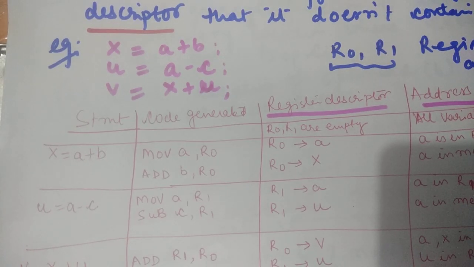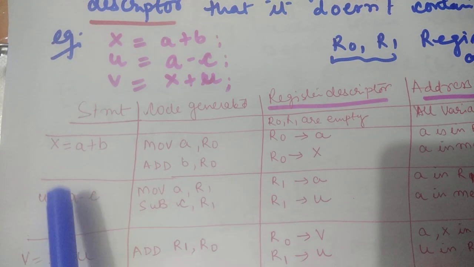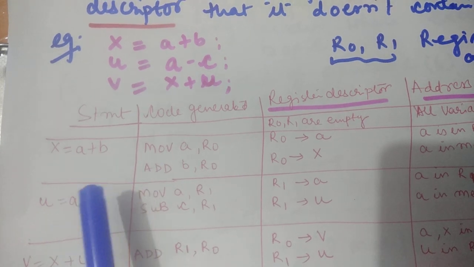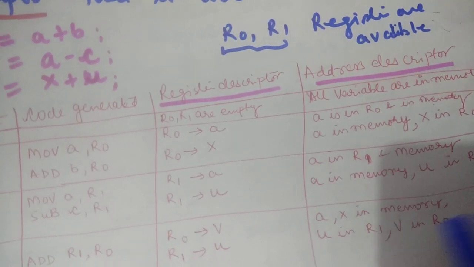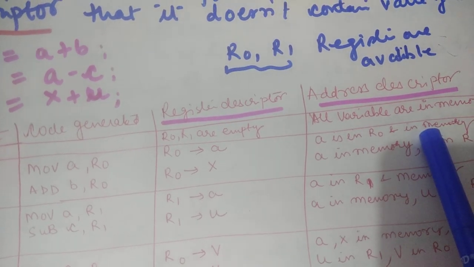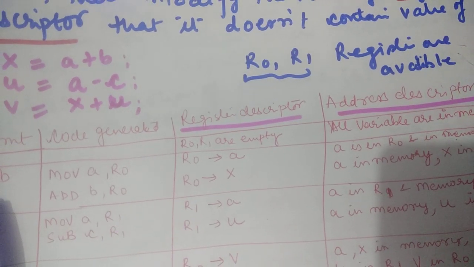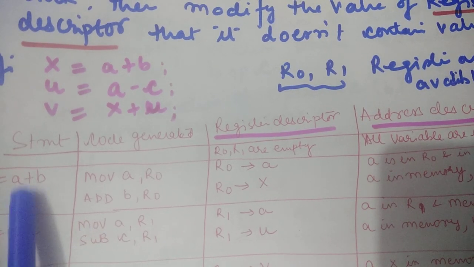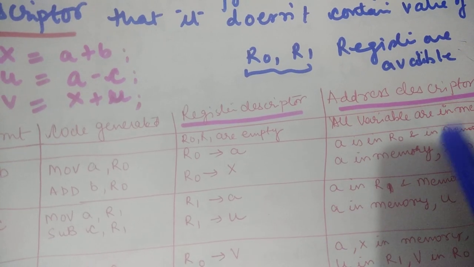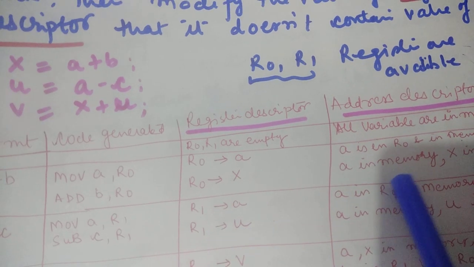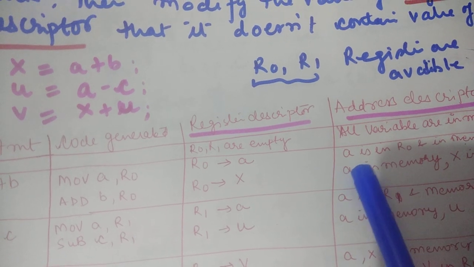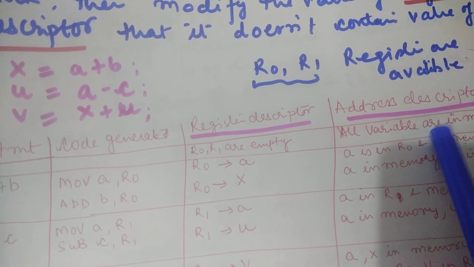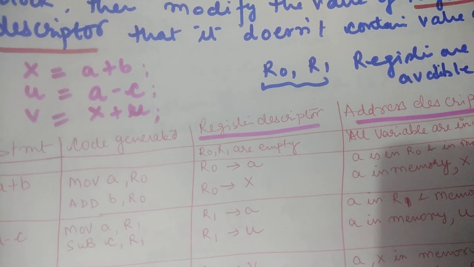So how will it execute the statements? Statement 1 is x equals a plus b. First it will ask your address descriptor about the location of this, your operand 1. So it will find out the location of this small a. The address descriptor returns that all the variables are initially present in memory, so a is present in memory and a is not present in any register.